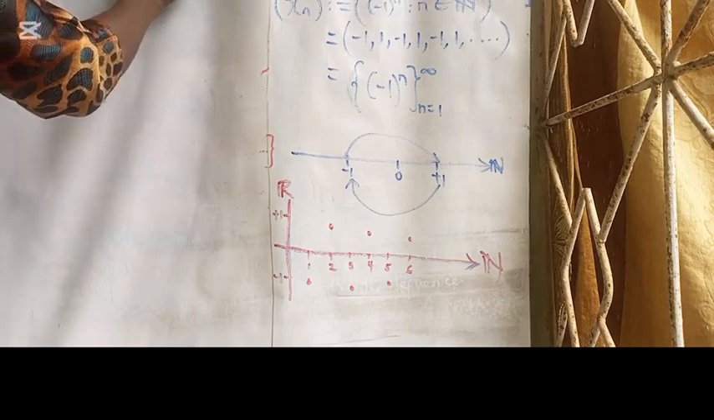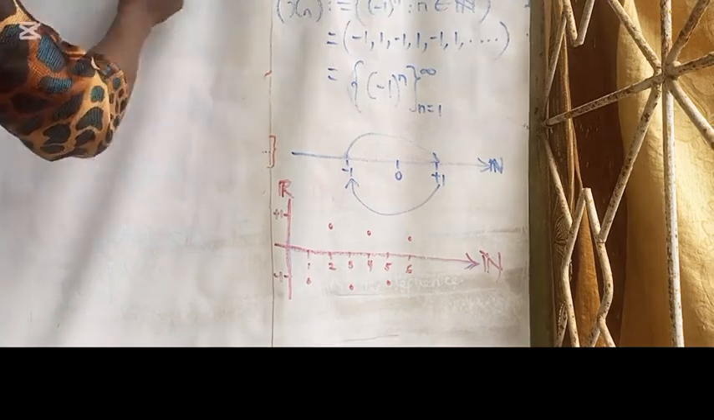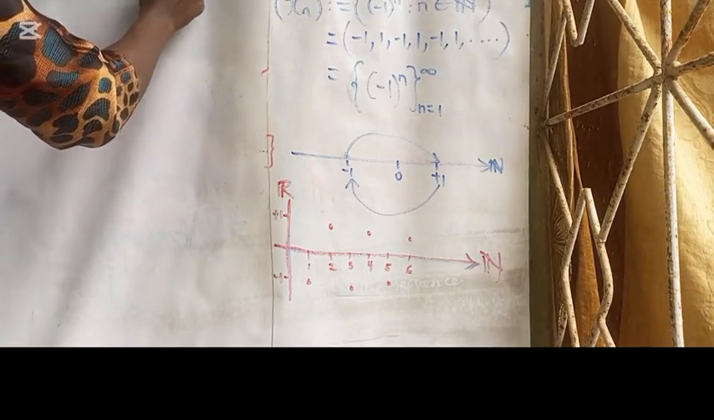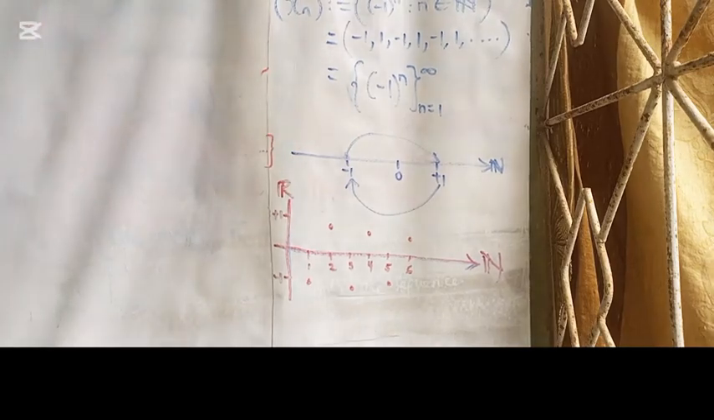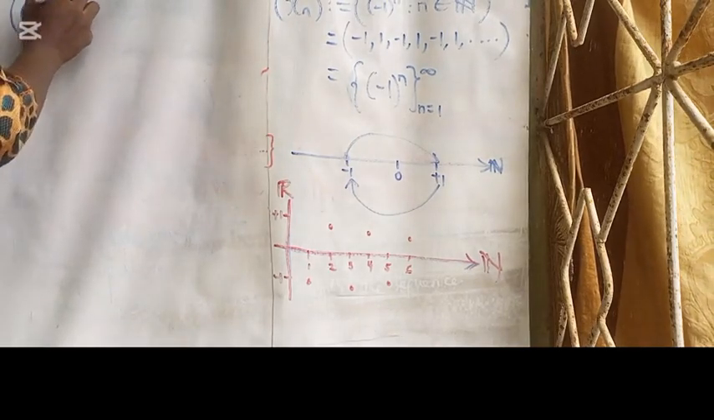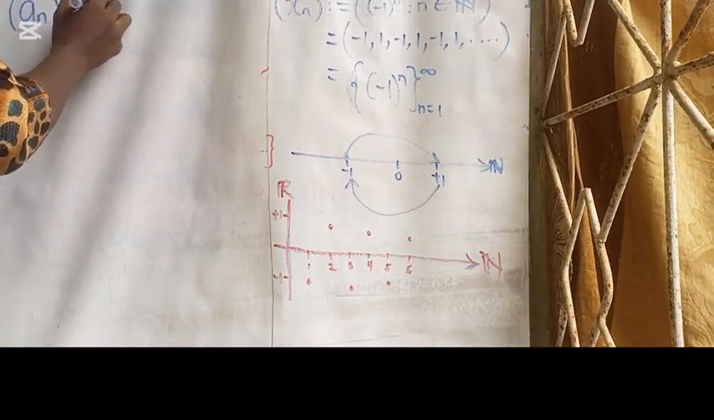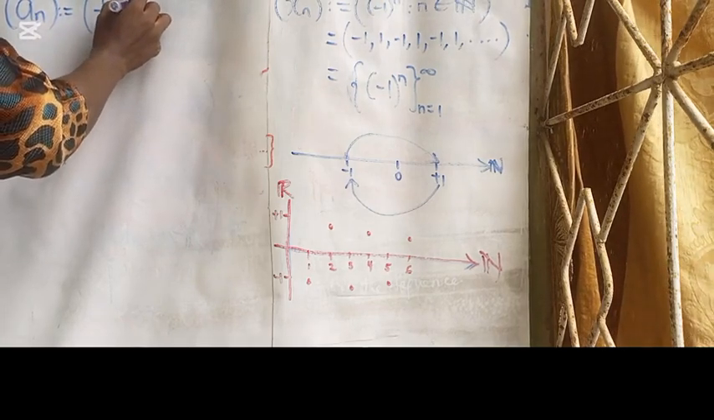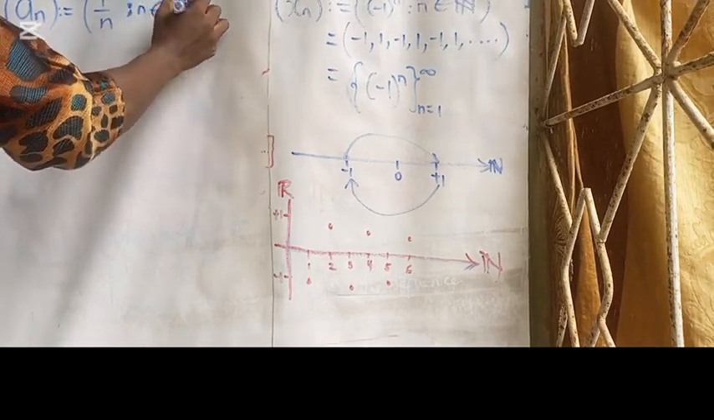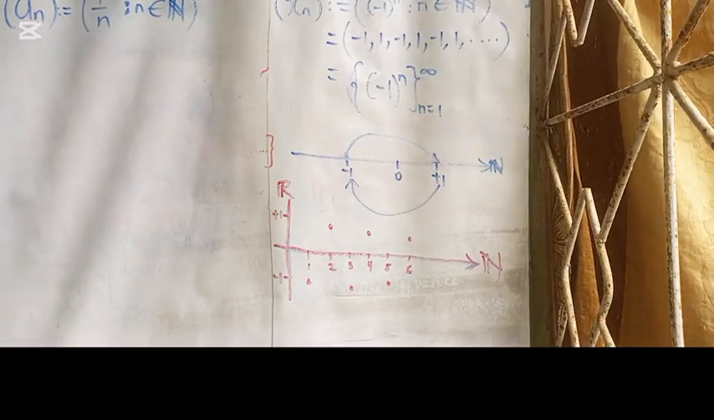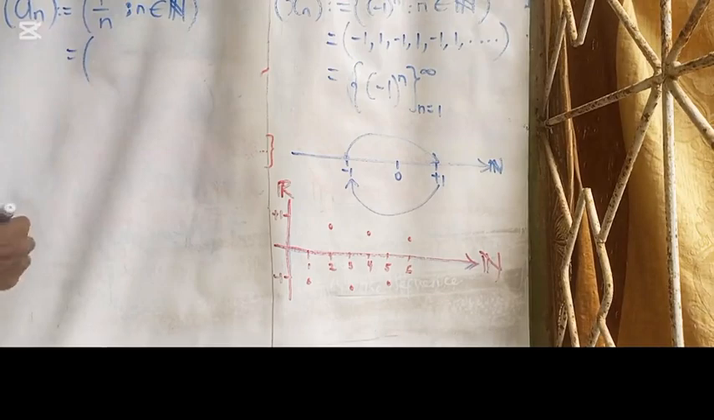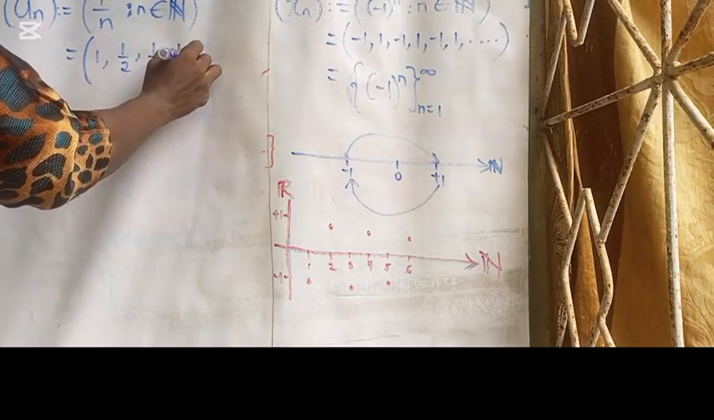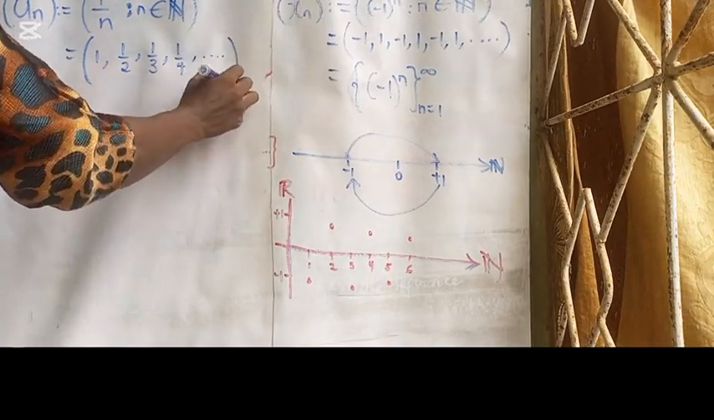Consider the sequence of reciprocals of numbers. My sequence An for that will be defined as 1 over n, where our n belongs to the set of natural numbers. What are the terms of this sequence? I have 1, 1 over 2, 1 over 3, 1 over 4, and it continues like that.